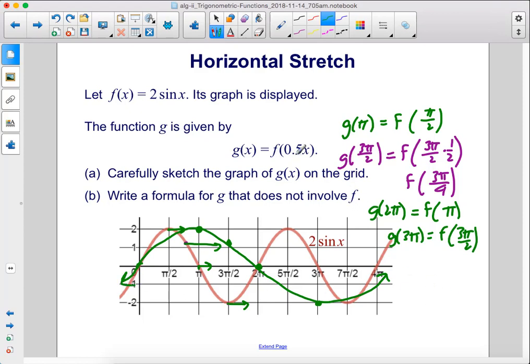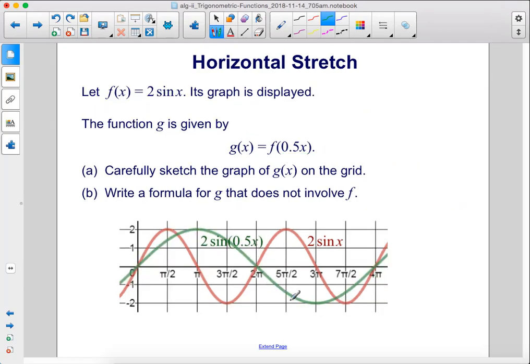Write a formula? Well, okay, so we can just plug in g of x equals 2 times sine of 0.5x. So we've just plugged in 0.5x here. And here in green is our new graph of 2 sine of 0.5x.